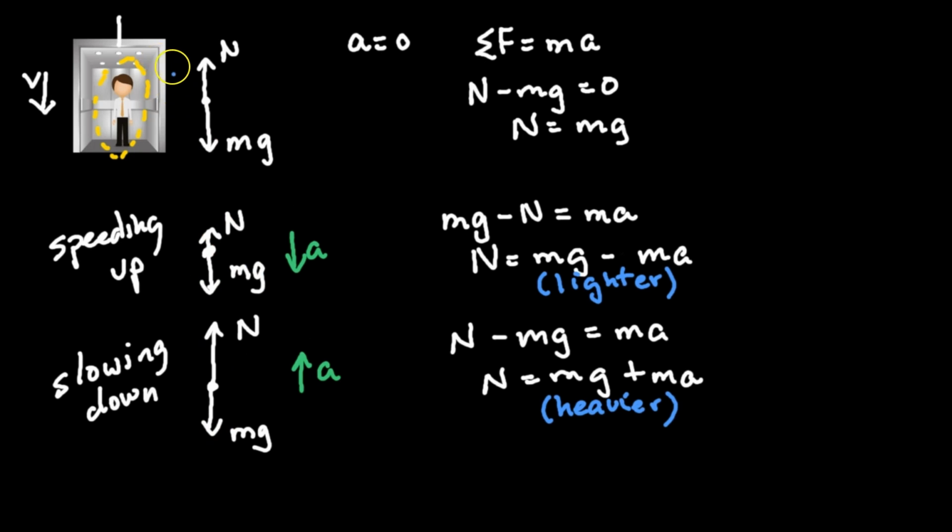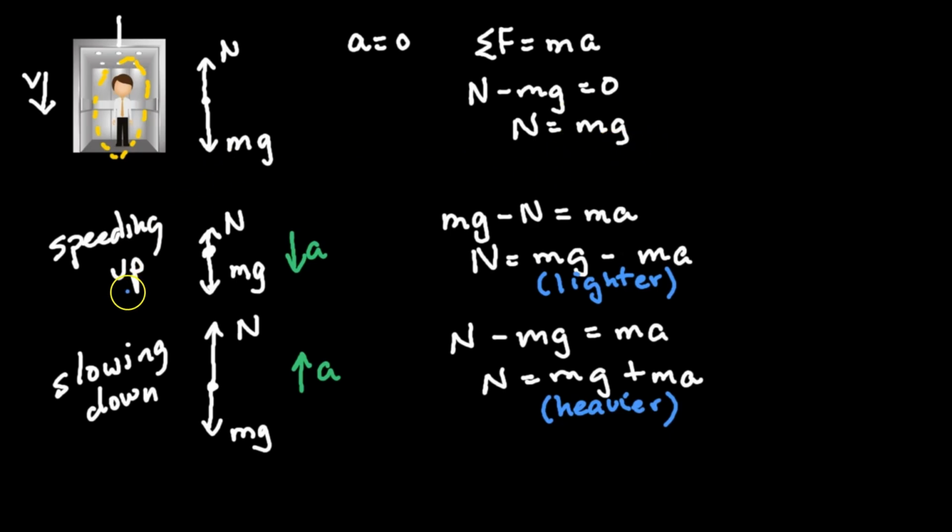All right, let's go through an elevator ride, but this time we're going to go down. We're going to start with constant speed, and our system is the person in the elevator. Because the person is going at constant speed, the forces are balanced. The acceleration is equal to 0. Using Newton's second law, our equation is normal force minus mg is equal to 0. Adding mg on both sides, we get that the normal force equals mg.